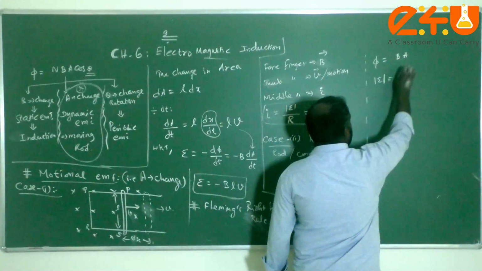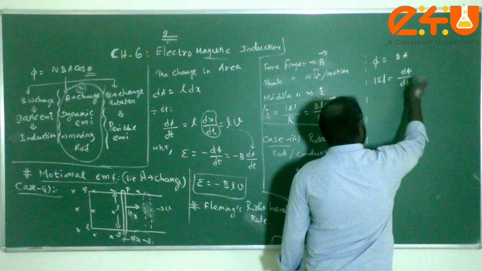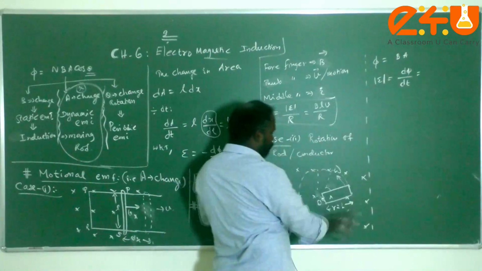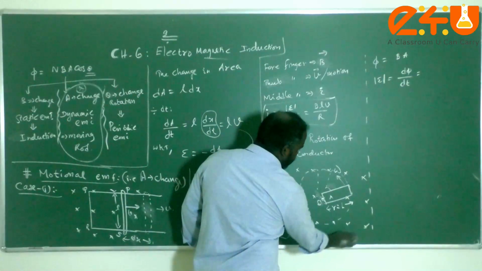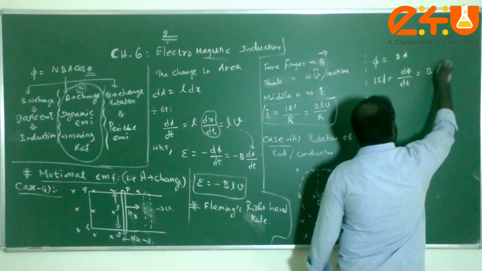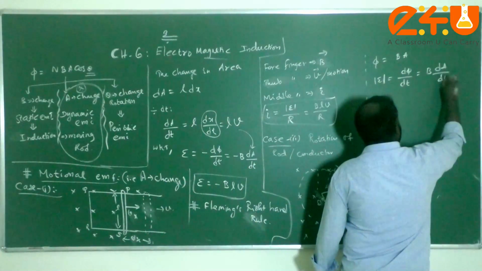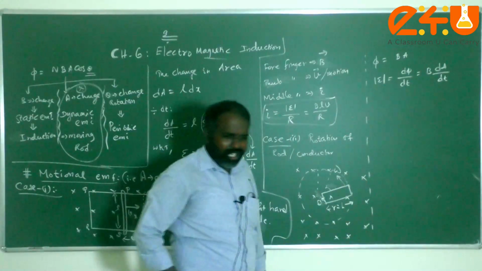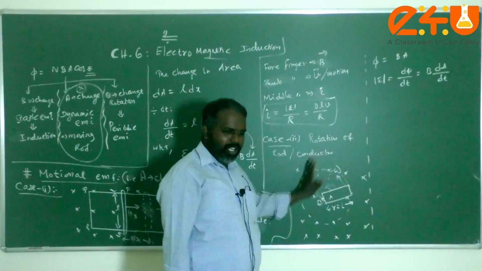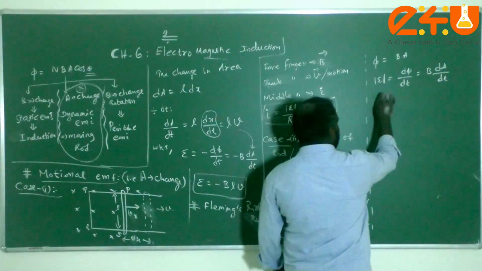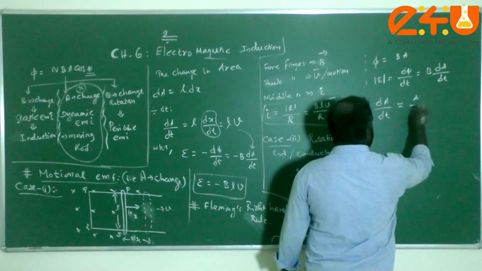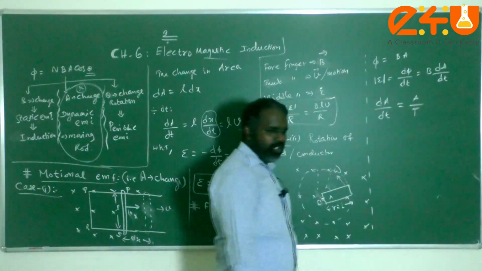Therefore mod E is nothing but d phi by dt. Since there is a uniform applied magnetic field, B is constant here, so B is taken outside of the formula: B dA by dt. We know that it is rotating with a uniform angular velocity. Therefore, by the concept of elemental ratio, dA by dt is equal to A by T.